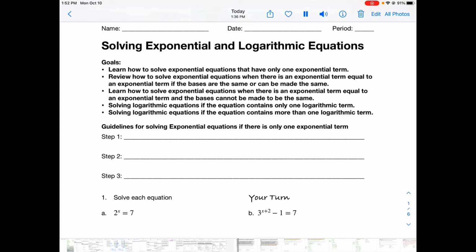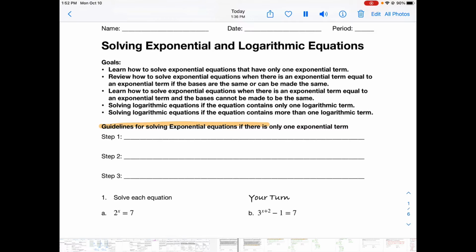Okay, today's lesson we're going to learn about solving exponential equations. So there are a couple of techniques that we're going to learn in order to solve exponential equations. We're going to focus on three main types. The first type is when you have a single exponential expression. And how do you solve that? The second type is if you have two exponential expressions that can be written with the same base, or if you have two exponential equations that cannot be written with the same base.